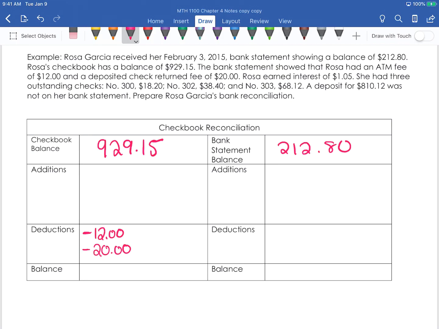It says Rosa earned interest of $1.05. So on her bank statement, that's her interest. She needs to make sure that she also records that in her personal checkbook register. So that's going to be an addition, because she's earned that interest, so it goes in the plus column.